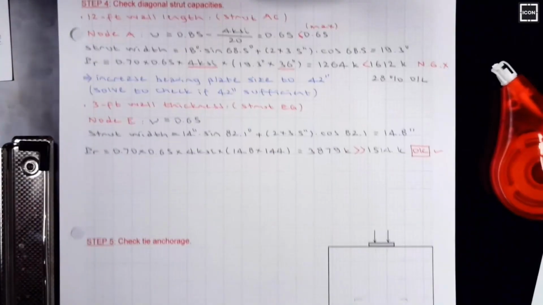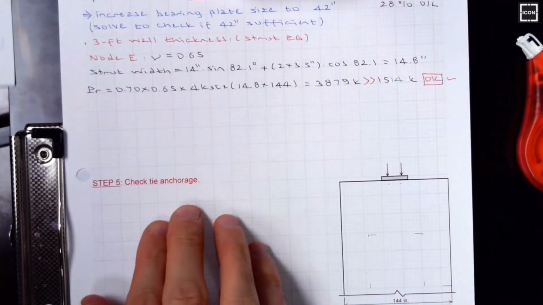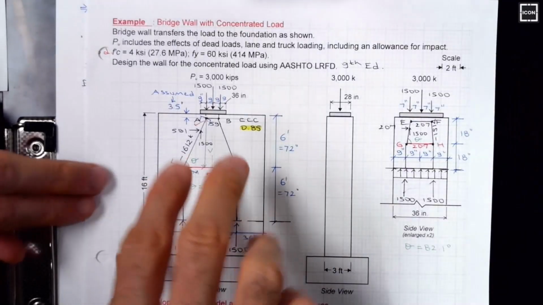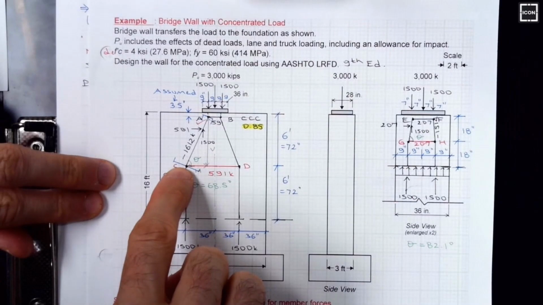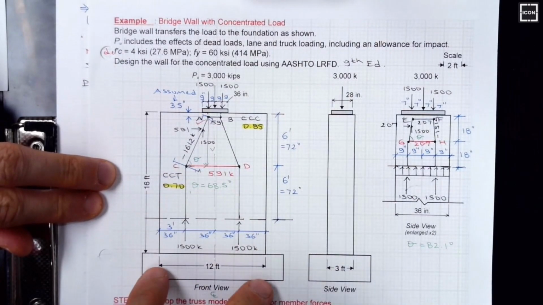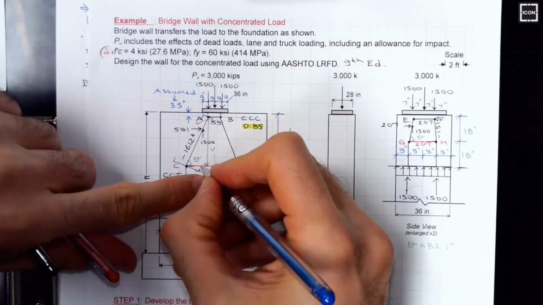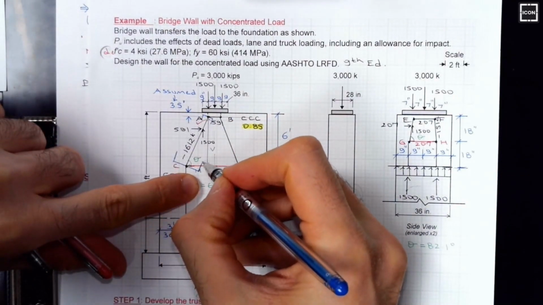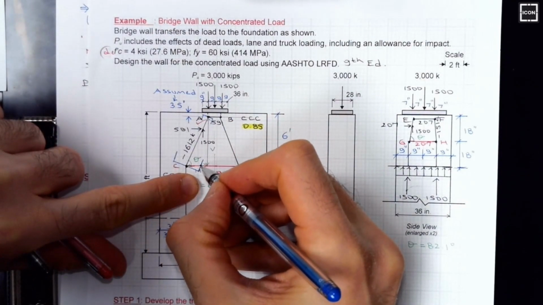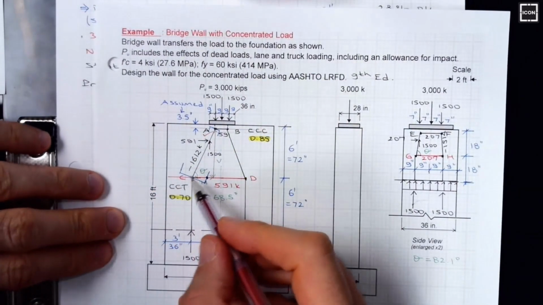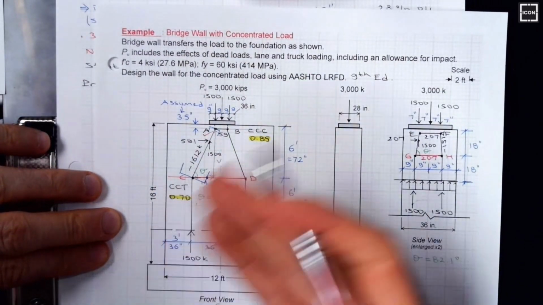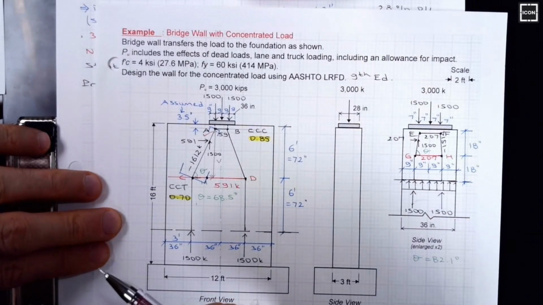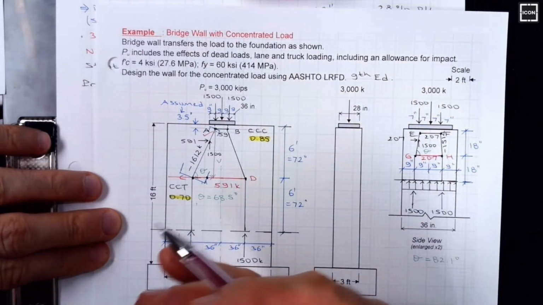Next step would be to check tie anchorage. There are 2 ties that we need to check. The tie CD, which is across 12 feet wall length, I think this check will not be an issue. This is the strut width, and we need to check it starting from this edge. So I'm going to check whether straight bars are sufficient or whether there is any need for the hook.